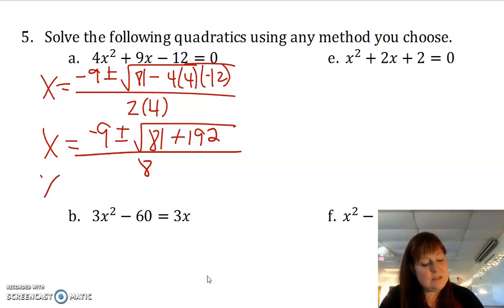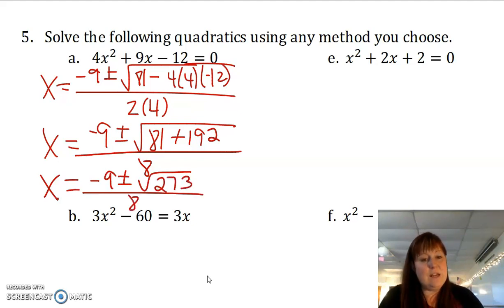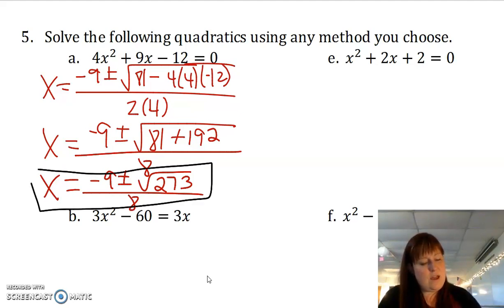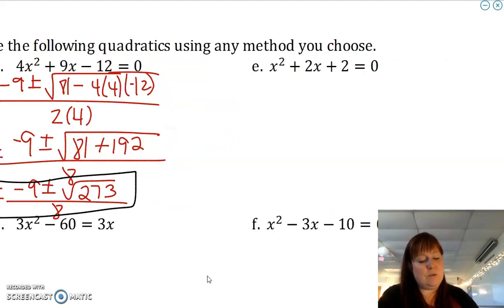So this is x equals negative 9 plus or minus the square root of 273 over 8. And I don't believe that we can take the square root of 273 any further. So that is your answer right there: negative 9 plus or minus the square root of 273 over 8. It's not pretty, but it works. Okay, so let's look at the next one.